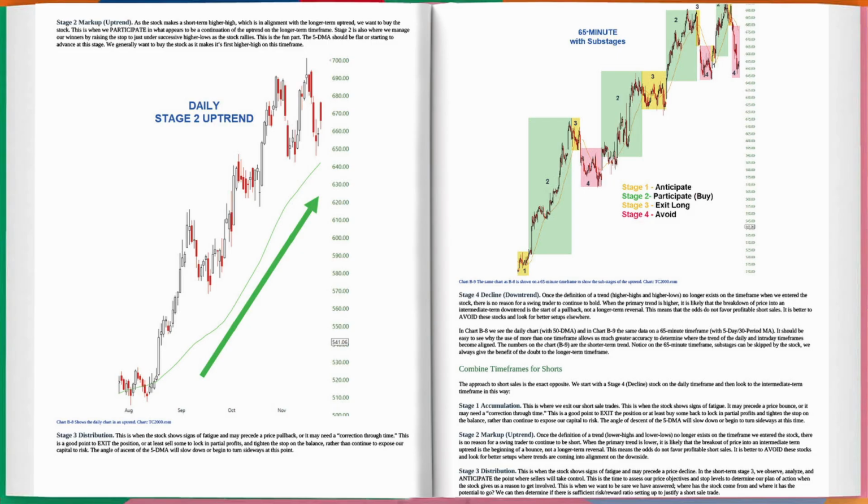In the short-term stage 3, we observe, analyze, and anticipate the point where sellers will take control. This is the time to assess our price objectives and stop levels to determine our plan of action when the stock gives us a reason to get involved. This is when we want to be sure we have answered: where has the stock come from and where does it have the potential to go? We can then determine if there is sufficient risk and reward ratio setting up to justify a short sale trade.